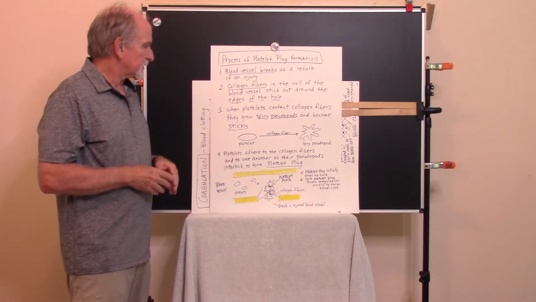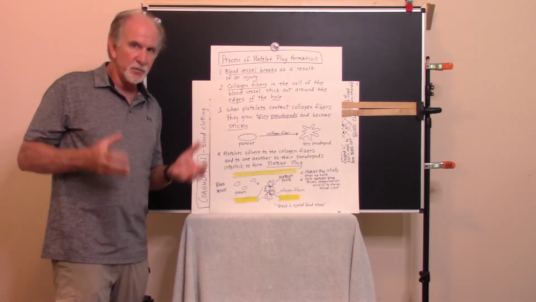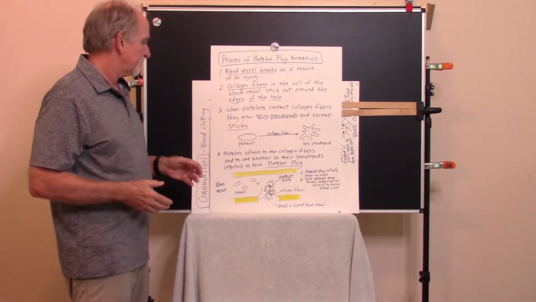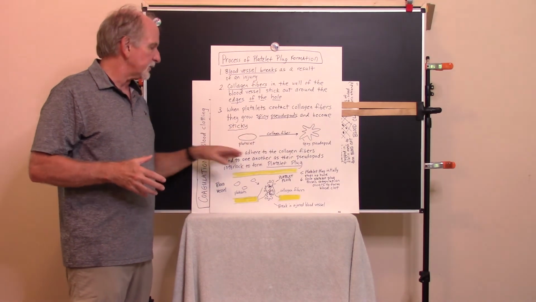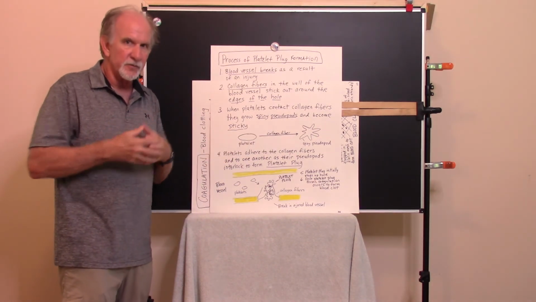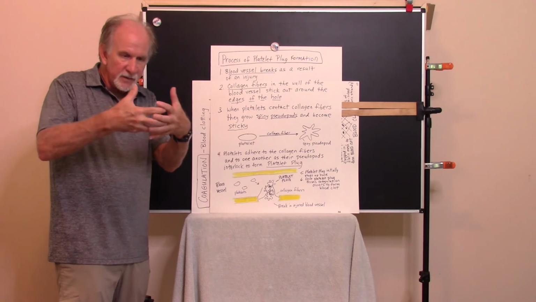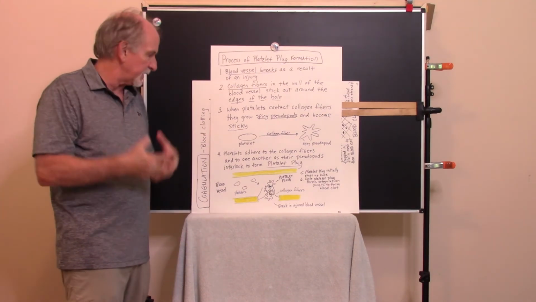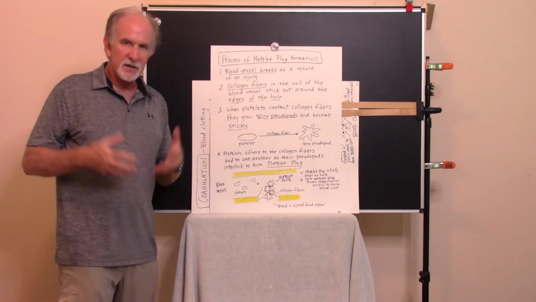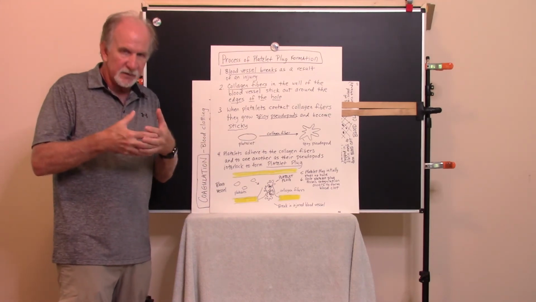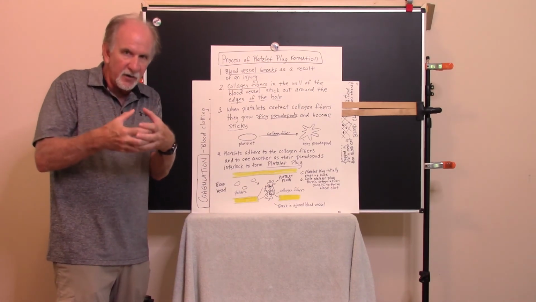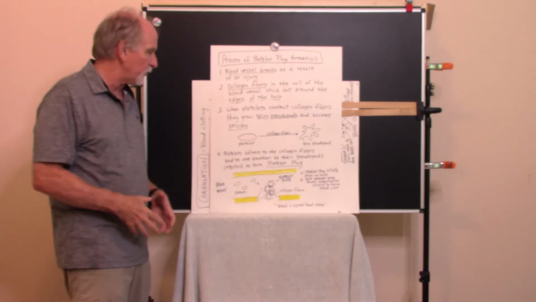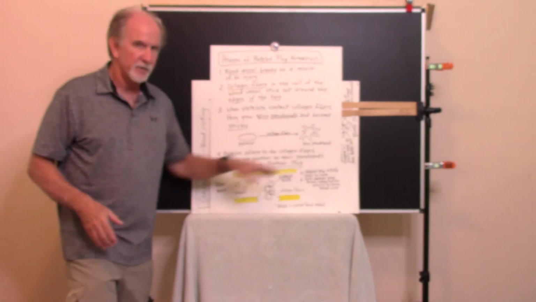The platelets, once they grow pseudopods and become sticky, start to stick to the collagen fibers and to one another. The pseudopods will interlock together, and that helps to hold the platelets together. The sticking of platelets to one another and to the collagen fibers collectively forms what's called the platelet plug.